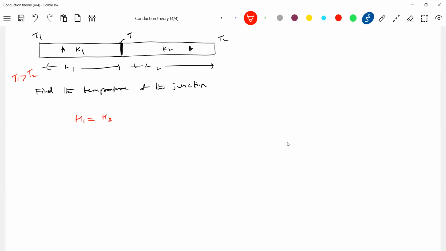So now, heat current across the first rod is equal to heat current across the second rod. How do you define heat current? Temperature difference by thermal resistance. Okay, further, T1 minus T. Okay, this will be T1R2 minus TR2 is equal to TR1 minus T2R1.